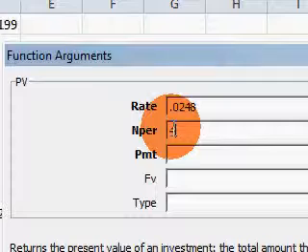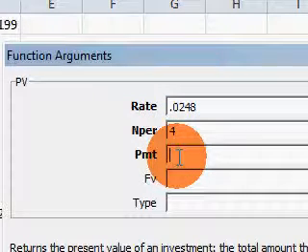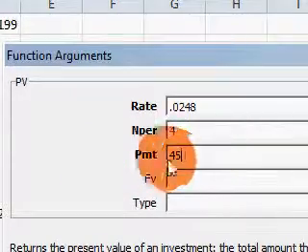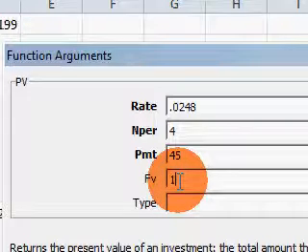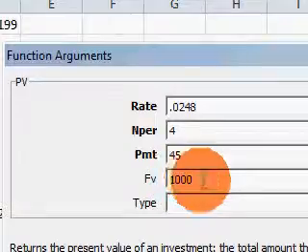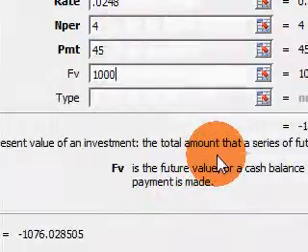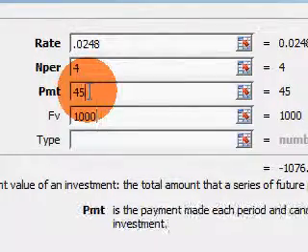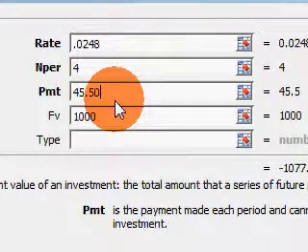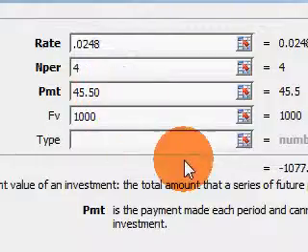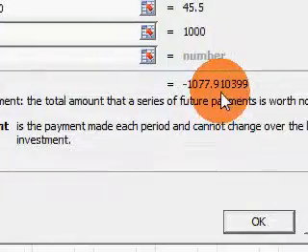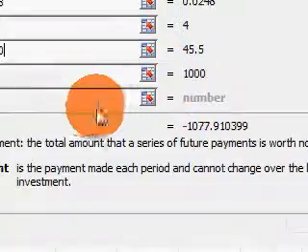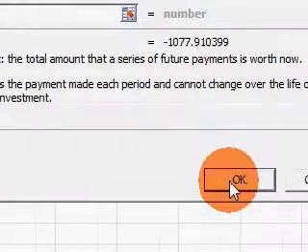Number of periods is 4 years. The person will receive $45. I'm just doing this slightly different than the textbook because I want to show that it's positive cash flow to you if you bought this bond. And a future value of a positive 1,000, saying that it always would be at $1,000. And from our example, let me just change that payment to 45.50. And then, okay, yeah, it matches up to the textbook of $1,077.91. So this is what an investor would pay for the right to buy this bond. So we hit OK here.